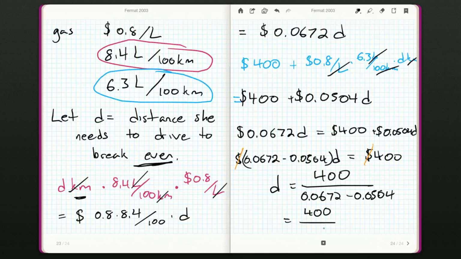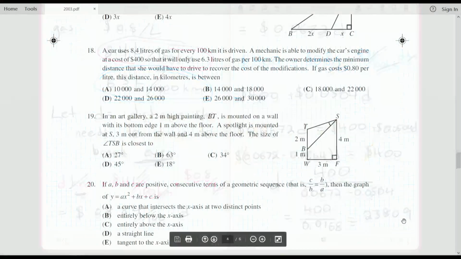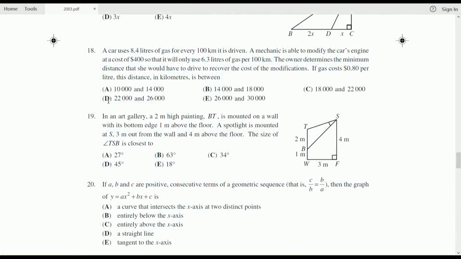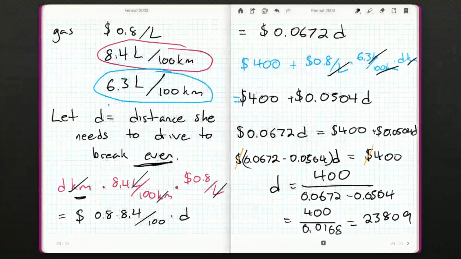0.0672, just grabbing my calculator, 0.0504. 400 divided by 0.016. And so I'm getting 23,809. And I think that was sort of in our range. Is that in one of our ranges here? Yes, it would be in range D, because it starts with 23. So our answer here is D.